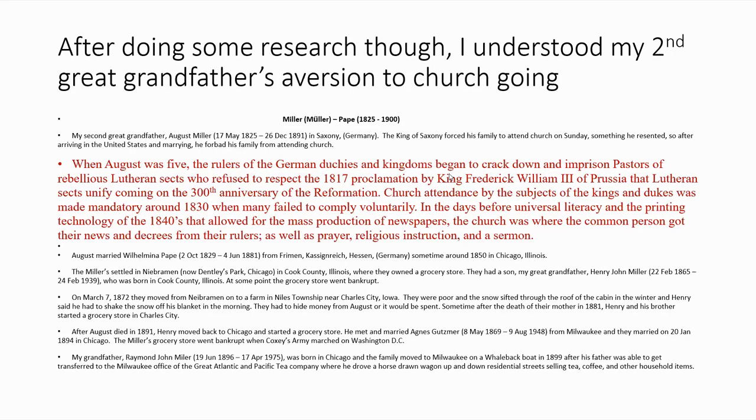Now, this was in the days before universal literacy and the printing technology of the 1840s that allowed for the mass production of newspapers. The church was where the common person got their news and decrees from their rulers, as well as prayer, religious instruction, and a sermon. And I guess if you were 5 years old, that might have made an impression on you. And I don't know what else happened in the family.